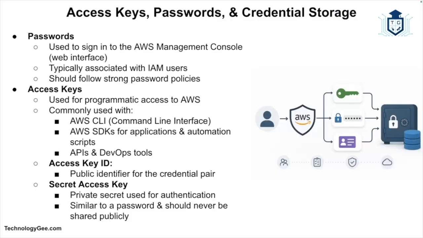All right, next let's talk about access keys, passwords, and credential storage. So when users or applications interact with AWS, they need credentials, and there are two main types. The first one is a password, and this is used for logging into the AWS Management Console. And then you have your access keys, and these are used for your CLI or your command line interface and your SDKs for applications. And also access keys, they consist of an access key ID and a secret access key, and all of that must be protected at all costs.